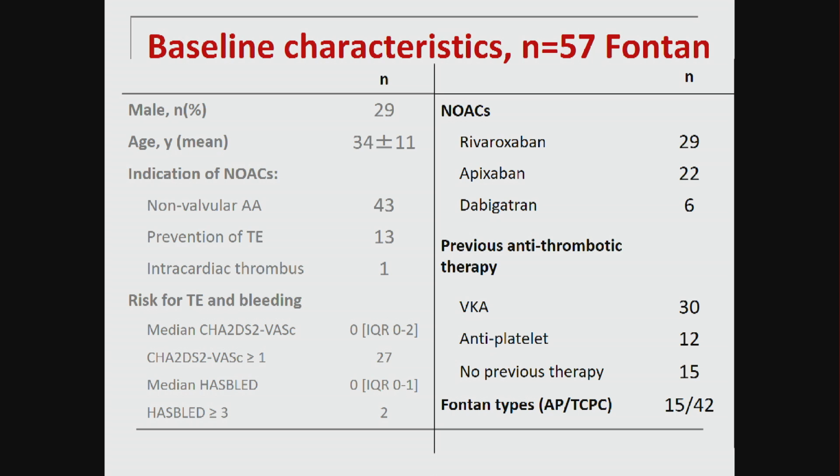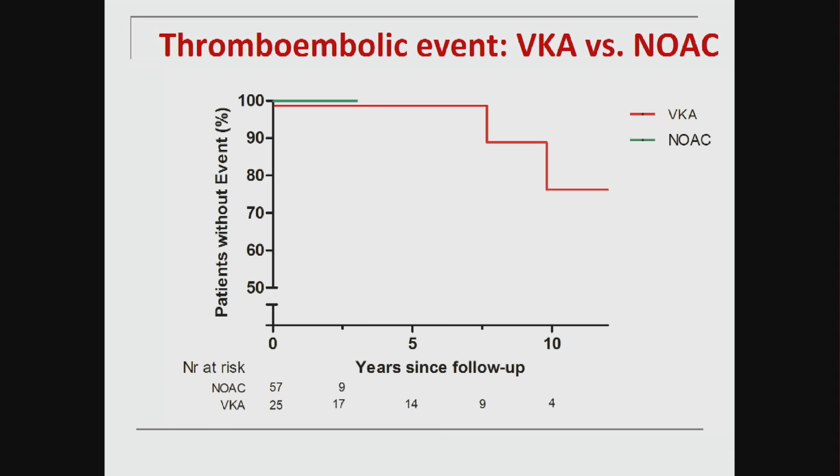And the majority of these patients have a TCPC-type Fontan, and a smaller proportion has an atrial-pulmonary connection. This is the Kaplan-Meier of freedom from the first thromboembolic event, with time in years since the start of follow-up. What you see is that the green line, for the NOACs, has 0 thromboembolic events so far.